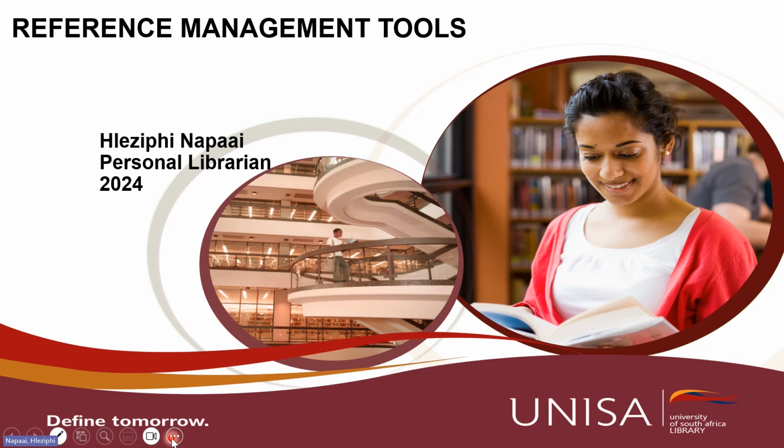I'm here also representing a team of personal librarians, and I'm sure by now you all know who your personal librarians are. We are a team of about 14 librarians. We are all assigned to different colleges. So we are responsible for all the postgraduate students at this university and to assist you with your research journeys.